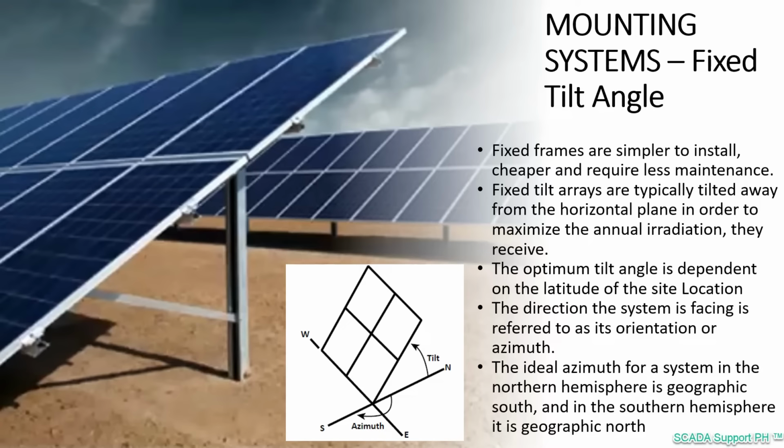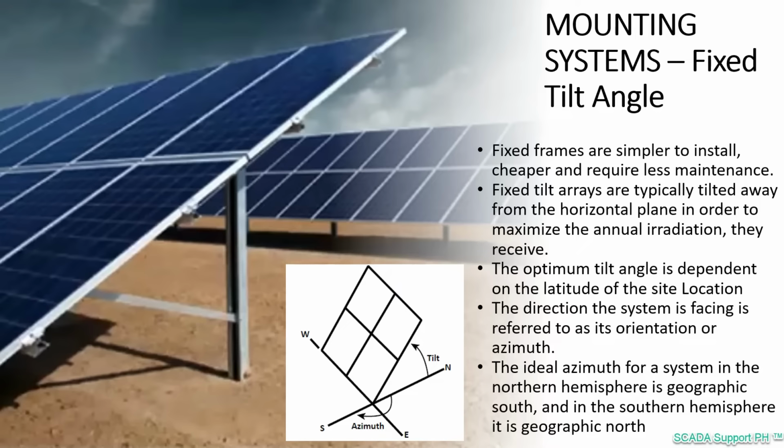When you speak of mounting systems, PV modules can be mounted on a structure to keep them oriented in the correct direction, and mounting systems are used to provide structural support and protection. In this example, we have a fixed tilt angle mounting system. The modules are usually oriented towards the equator with a tilt angle that is slightly lower than the site's latitude. Different tilt angles can be explored to find the optimal power production.